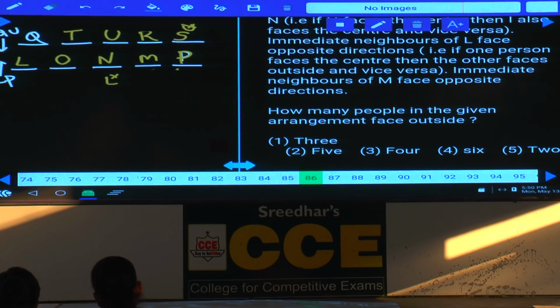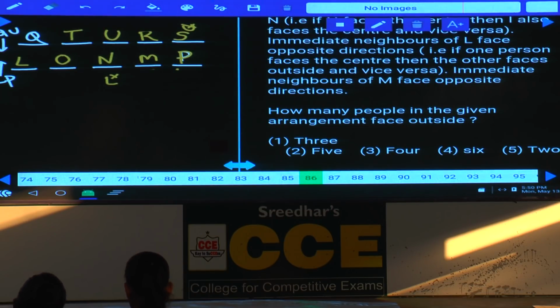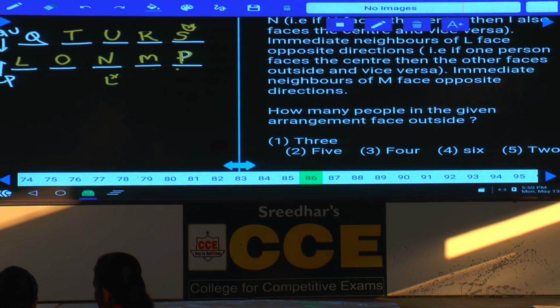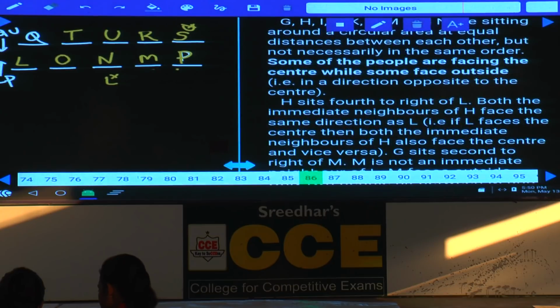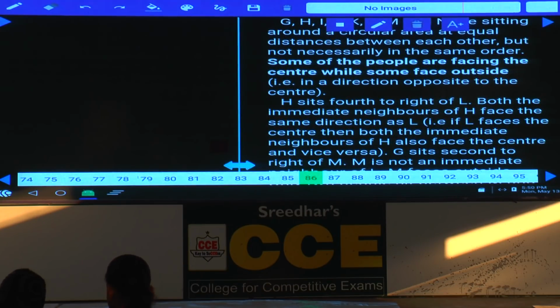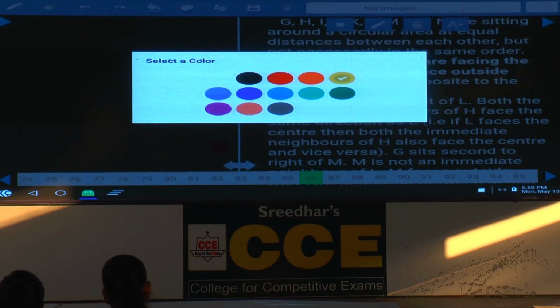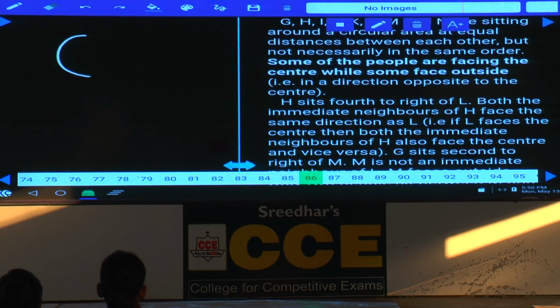Then 86 onwards, it is based on a different seating arrangement, a circular table, 86 to 90. How many persons are there? 8 persons are seated around a circular table, facing different directions. Some of the people are facing the center and some are facing away from the center. Just the arrangement is given, there is no other parameter added to this one. Hence 8 persons, 1, 2, 3, 4, 5, 6, 7, 8.